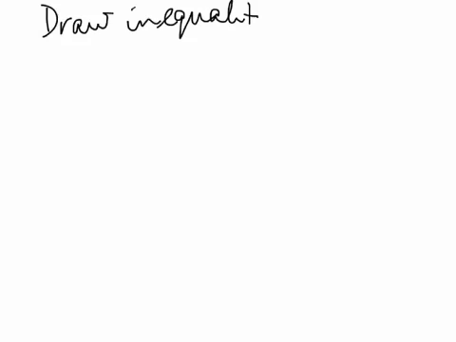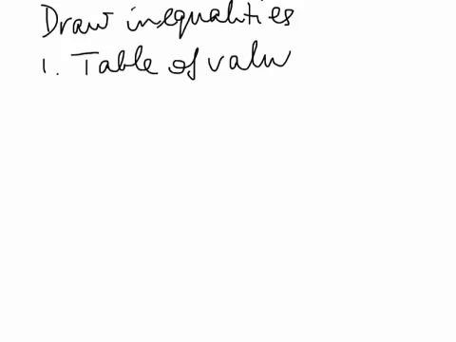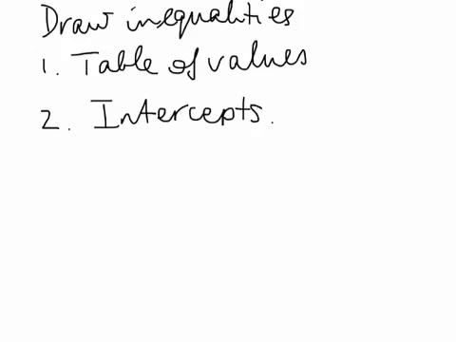We're going to look at two ways to draw inequalities, so graphs of inequalities. The first way is using a table of values, and the second way is using intercepts. So if I want to do a table of values, what I need to do is think about, we'll get a function first of all.